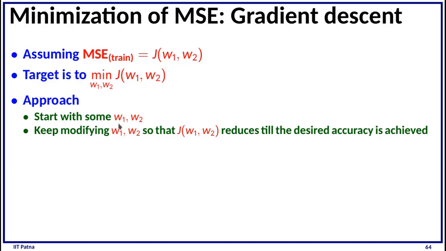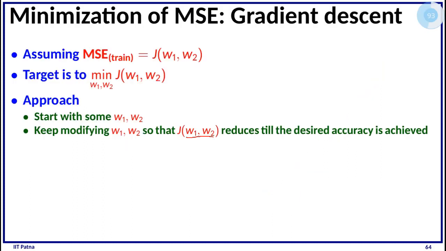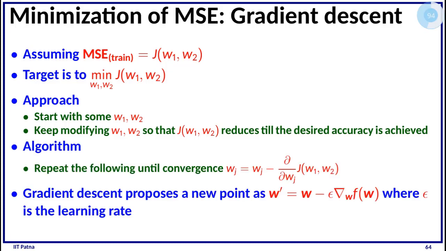So we start with some W1 and W2 parameter, and we keep modifying W1, W2 so that this value actually reduces. Because when we are choosing this W, we are choosing our W value such that the actual value is decreasing. So in a similar manner, we can proceed, and the way we update the W is as follows.